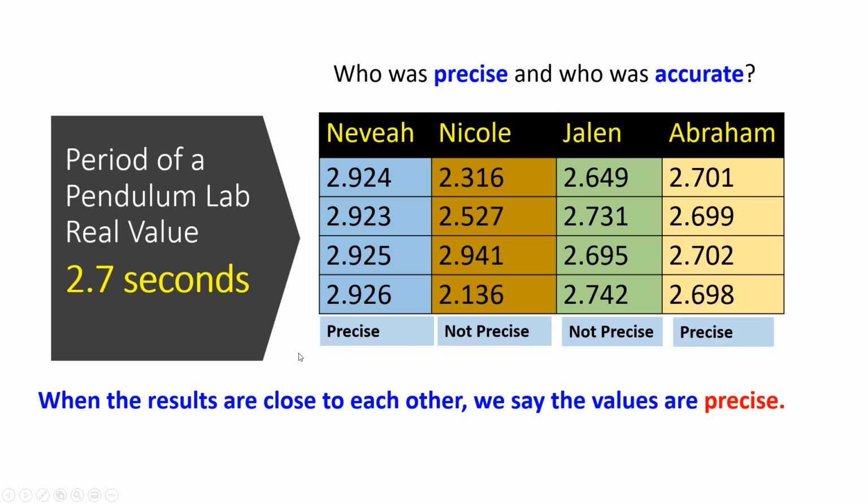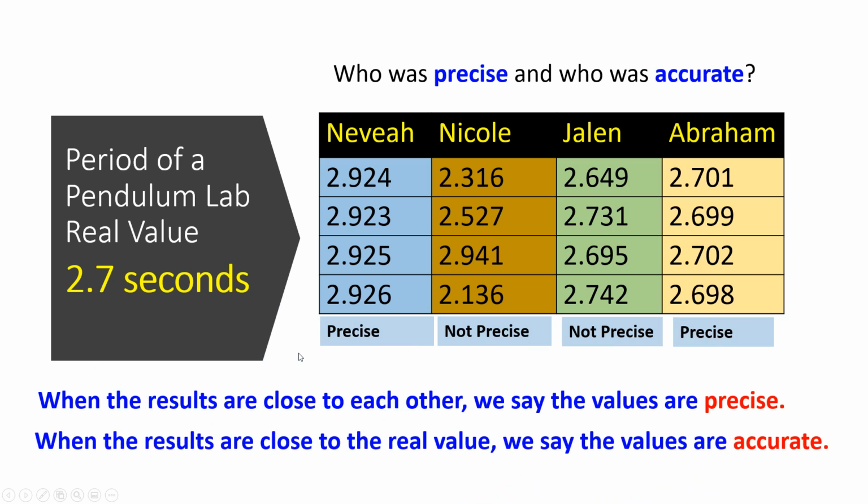Now let's take a look at accuracy. When the results are close to the real value, in this case 2.7 seconds, we say the values are accurate. So let's look at Nevea. Nevea's results are not close to the real value, so we say that is not accurate. Nicole's results are not close to the real value, so it's not accurate.